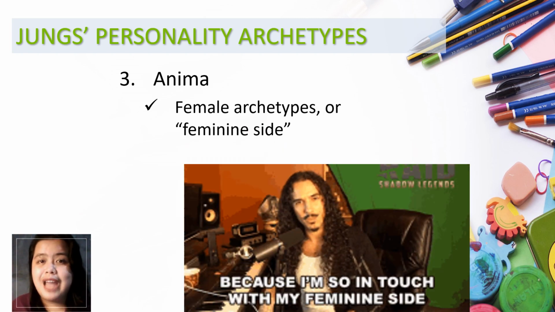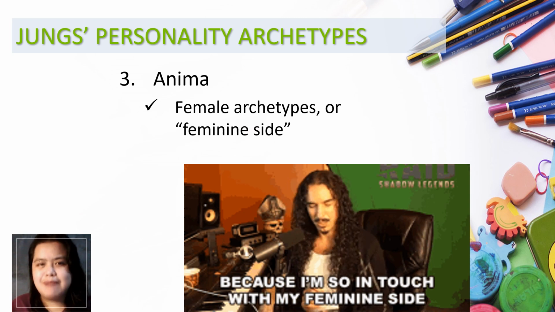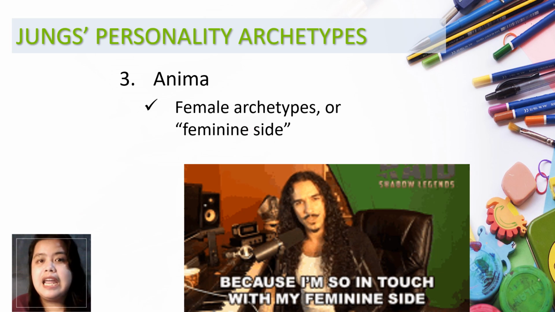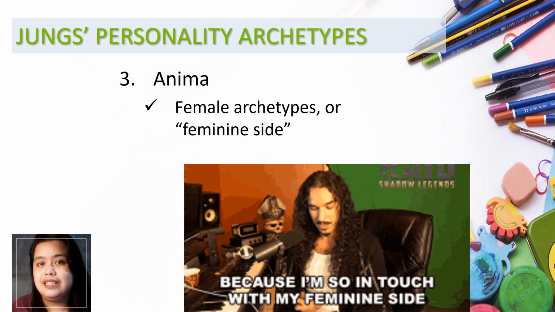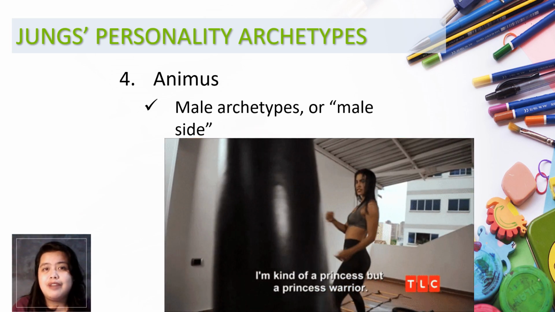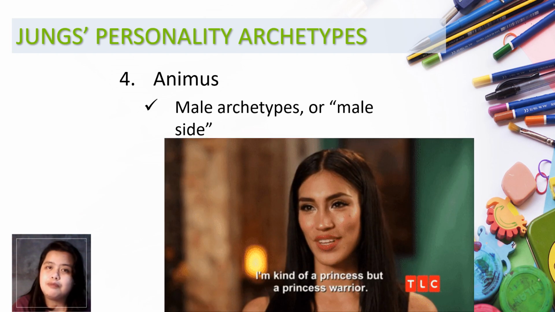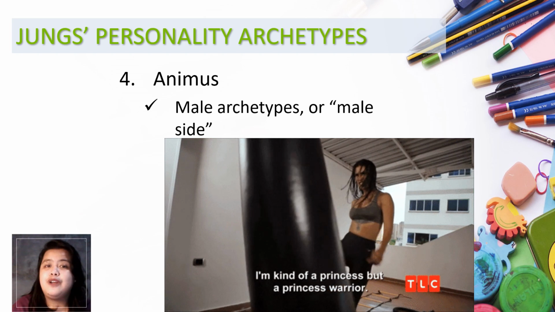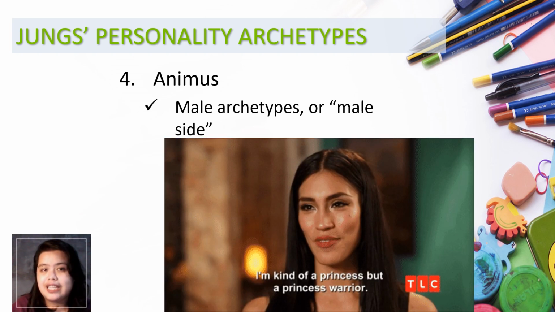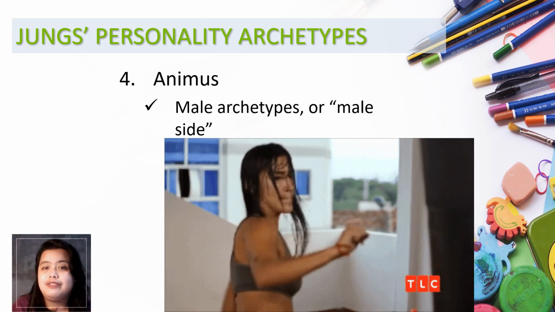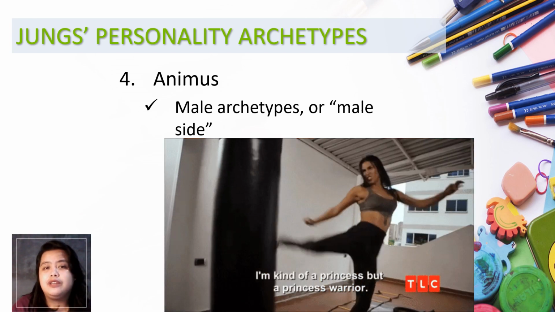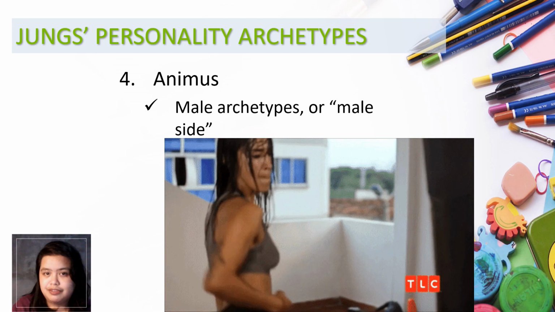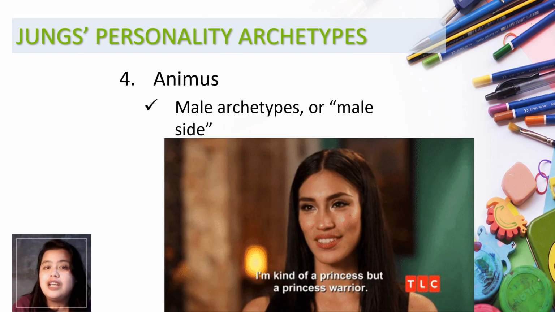The third one we have is anima. Anima is the female archetype, or basically the feminine image in the male psyche. Siyempre, if we have feminine archetype, meron din tayong male archetype. And this is what we call animus. Ano yung animus? This is our male archetype or the male image in the female psyche. According to Carl Jung, anima and animus represent the true self rather than the image we present to others.